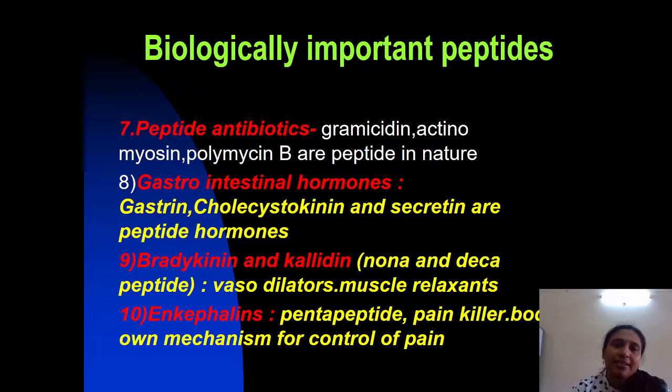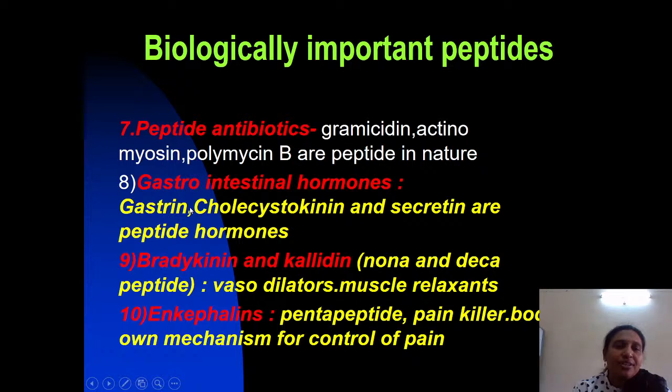Now, the next biologically important peptides are a few antibiotics. A few antibiotics are also peptides. Examples are gramicidin, actinomycin, and polymyxin B. These antibiotics are widely used as antibacterial drugs, mainly to treat bacterial infections. All these are naturally occurring peptide antibiotics.